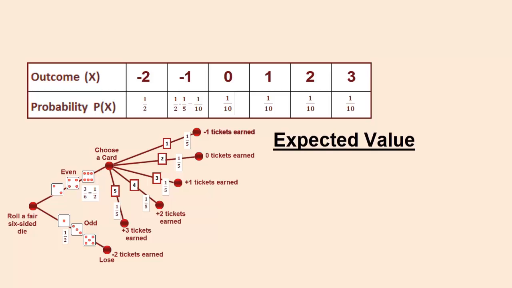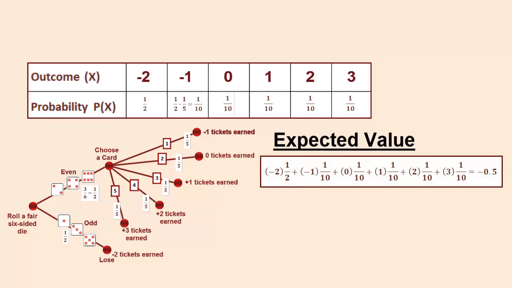Since we have a smaller chance of a player winning 3 tickets than losing 2 tickets, we have to weight that outcome of winning 3 tickets less than the outcome of losing 2 tickets. Computationally, we simply multiply each outcome value, being careful to keep the negatives and positives organized, by its respective probability, and then add each of these components to come up with our final average, our weighted average, or our expected value. So here we see that our expected value is negative 0.5.